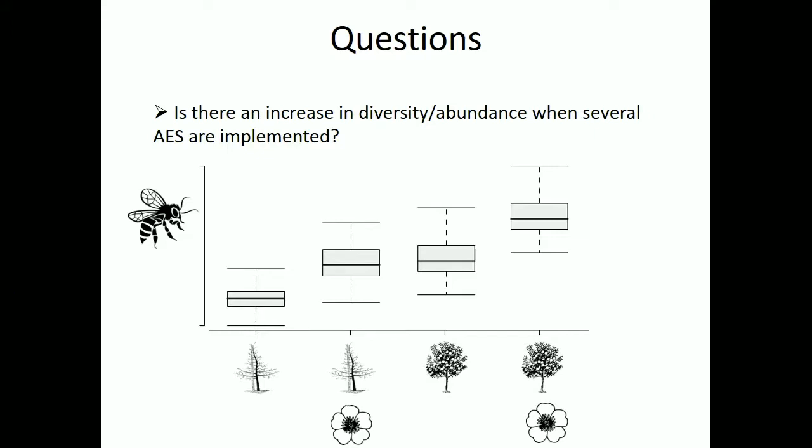diversity relatively low when you have no AES, and it moves up a little bit when you have one AES, so semi-natural habitats or organic plantation, and you could have an even better increase when you have 2 of these management practices. This increase could be additive, could be synergistic, but you can imagine it could increase. So that's our initial idea.